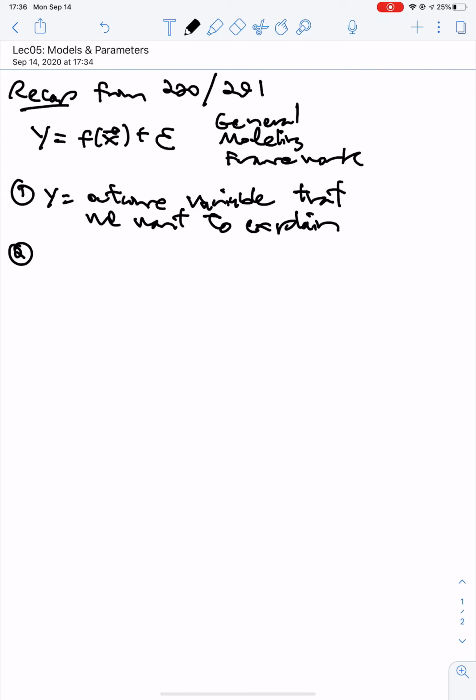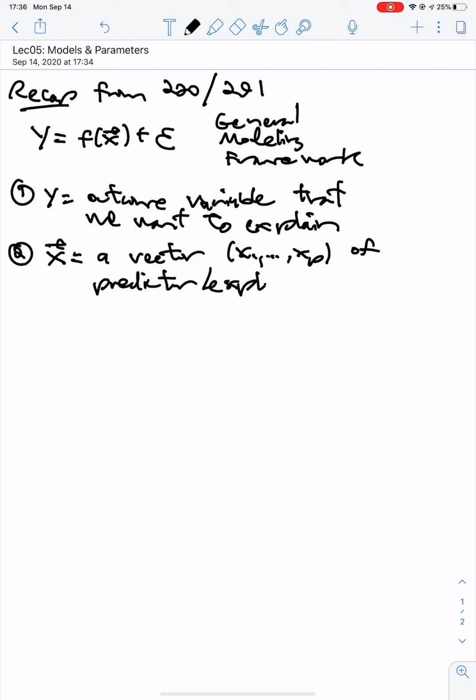Two, we have x, and that little arrow on top means a vector, x1 through xp of predictor slash explanatory variables. So an example could be y equals life expectancy, and x could be a whole host of variables that you think explain who lives longer than others.